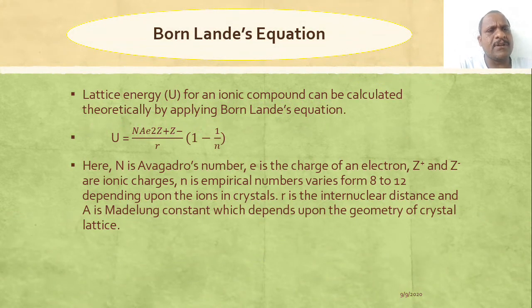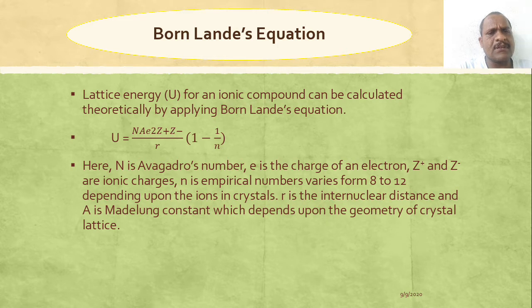So we will again recap the Born-Landé equation. This equation is used for calculating the lattice energy theoretically. According to the Born-Landé equation, U is equal to N A e^2 Z+ Z- upon R, in bracket 1 minus 1 upon n, bracket complete.